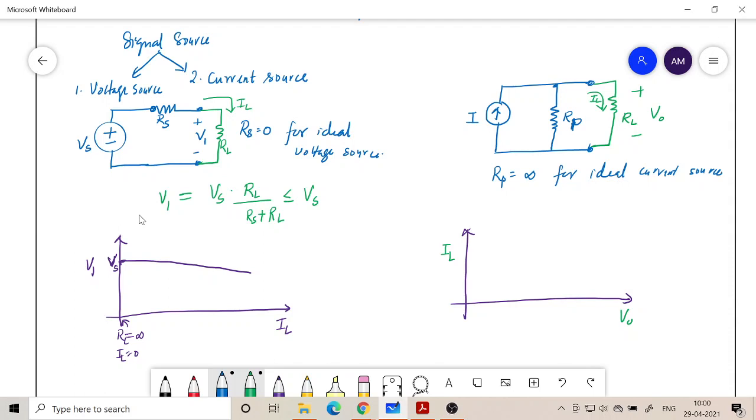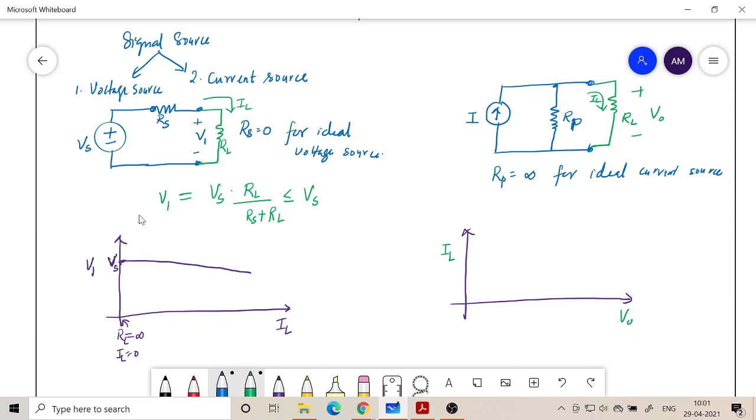That means if RP is not here, there is no connection like this, then it will always produce the same current through the load resistance irrespective of its value. So you change, you put any voltage across it, but still the current that flows through it will be the same, which is the current source whatever it generates. But a practical current source will have a finite parallel resistance across the current generator, and then some of the current will pass through it also.